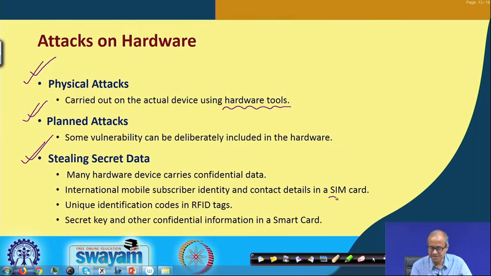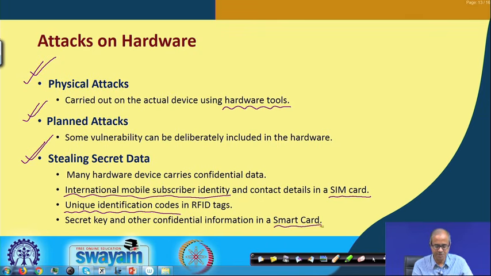Like when you talk about SIM card, there is something called International Mobile Subscriber Identity, IMSI. This is a unique number. Someone can steal that from my mobile number, so that someone can try to clone it. Then for RFID tags also, there is something called unique identification code. Every RFID tag has a unique code associated with it. Someone can steal that. Someone can forge an RFID code with that same code, to duplicate it.